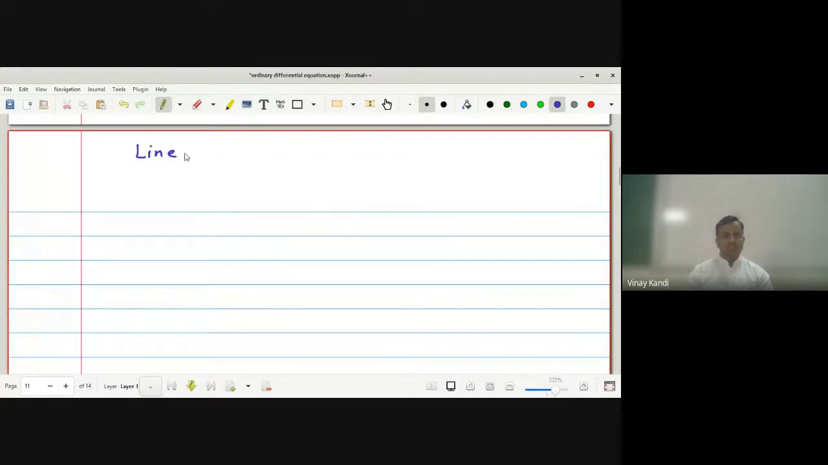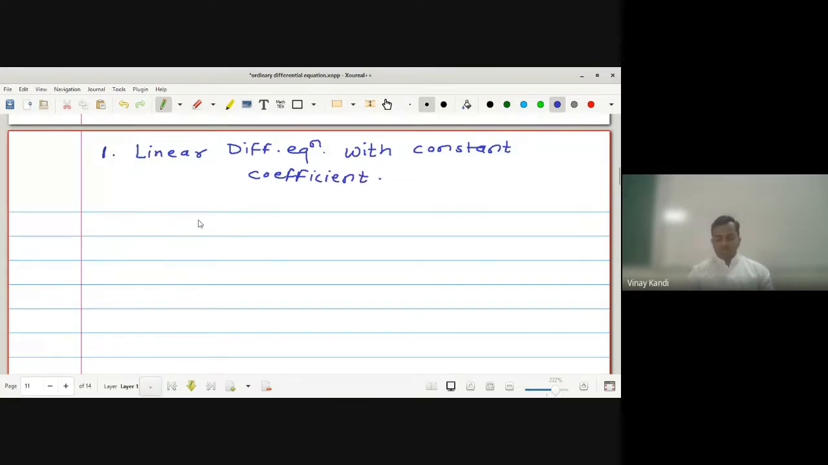Now, the chapter number one: linear differential equation with constant coefficient. So this is chapter number one. Now, the introduction part. Look at the introduction.